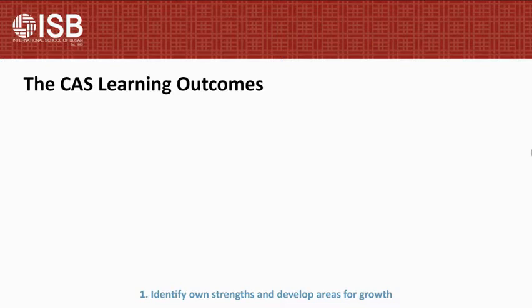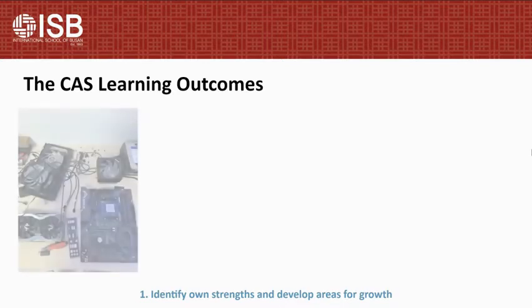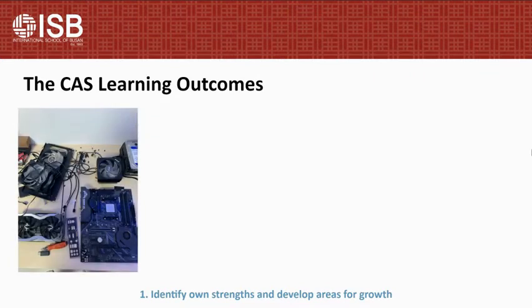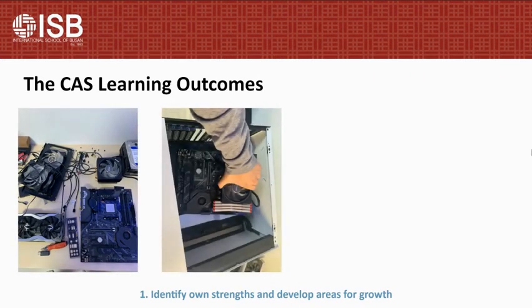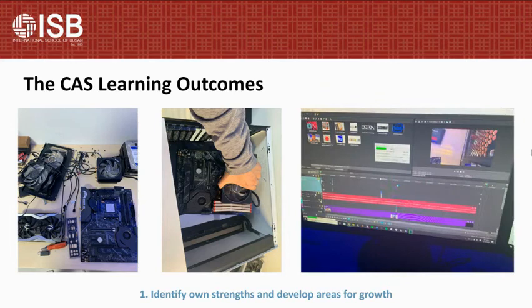So the first learning outcome is identifying their own strengths and developing areas for growth. An example of this: the student was actually quite adept at making computers, and so they were able to put computers together. That was an area of strength. But the student wanted to actually communicate with other people about how to make computers. They wanted to put this on YouTube: how do you put together your own computer? And this was an area for growth. And so that's what they focused on. They developed their video editing skills, their presentation skills, and so on.